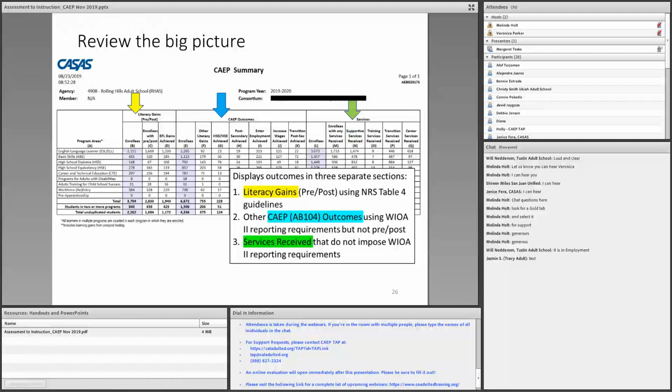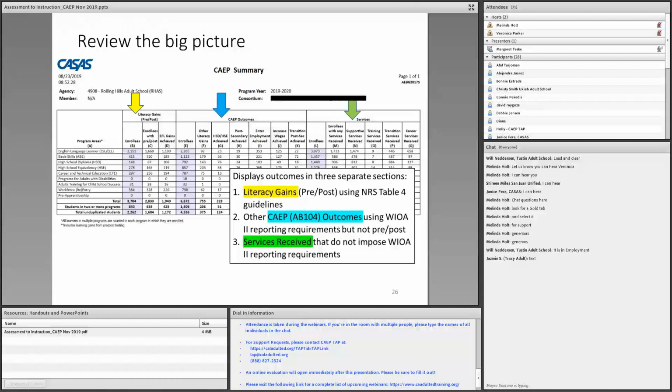Those support services are not required for WIOA 2 reporting, but it's very helpful for your agency to know how many students are receiving support services, transition training services, and career services. And as you mark those in your system, it's great to have this summary to look at.